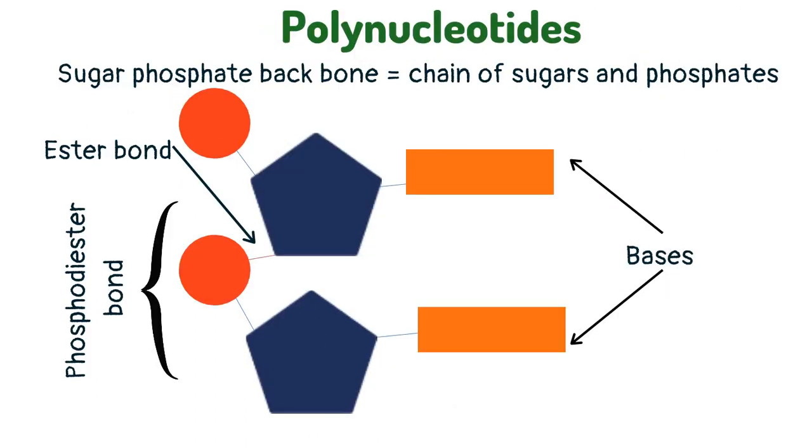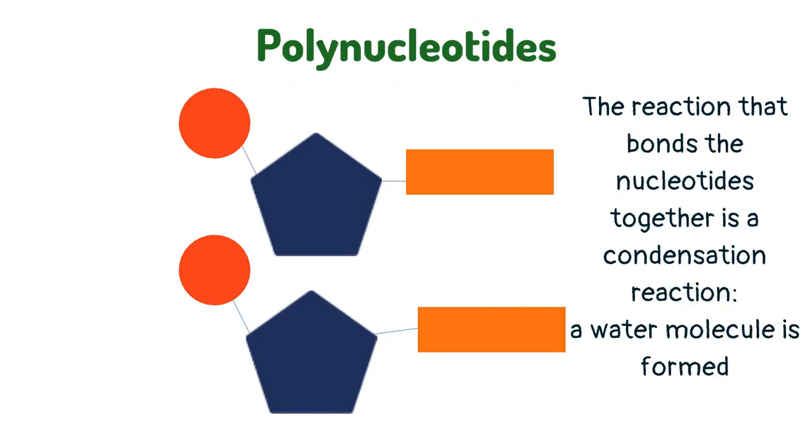The ester bond is formed between the pentose sugar of one nucleotide and the phosphate group of the next nucleotide. The reaction that bonds the nucleotides together is a condensation reaction, which means that a water molecule is formed.